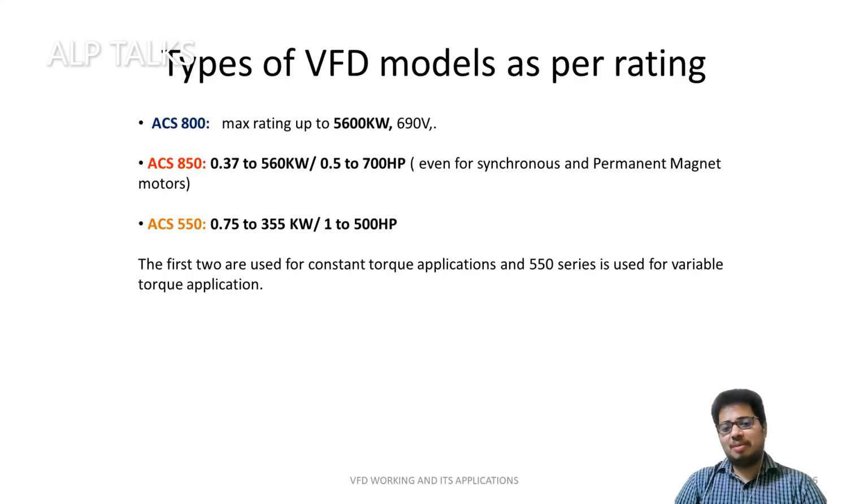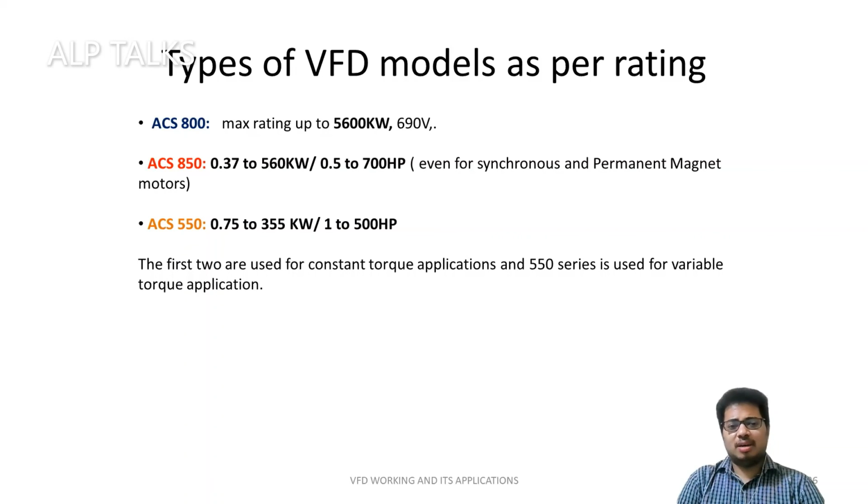So what are the types of VFD models available in the market? These are some of the models of one company: ACS 800. The maximum rating is generally up to 5600 kilowatts. It will run at 690 volts. Similarly, we have ACS 850. It is for smaller capacity, 0.37 to 560 kilowatt, so 0.5 to 700 HP we will say. Even for synchronous and permanent magnet motors we can use this.